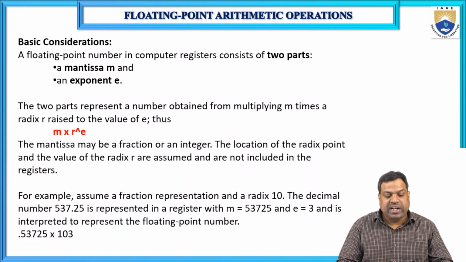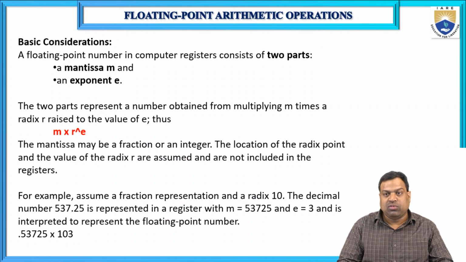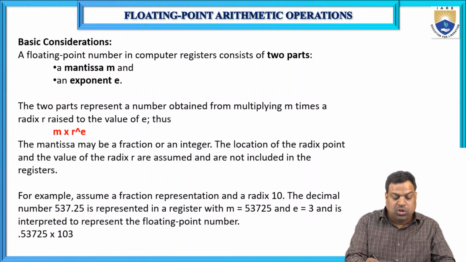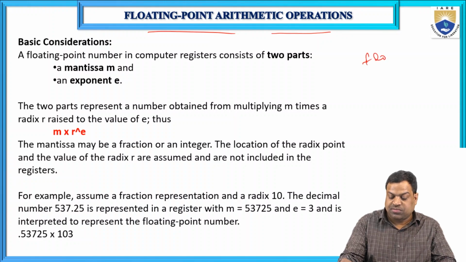The location of the radix point and the value of the radix r are assumed and are not included in the registers. For example, take a fraction representation with radix 10. The decimal number is 537.25, and the register value is m equal to 53725 and e equal to 3. The floating point number is represented as 0.53725 into 10 power 3. Before going to floating point arithmetic operations, what are floating point numbers?